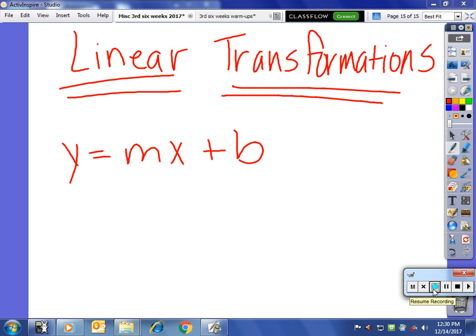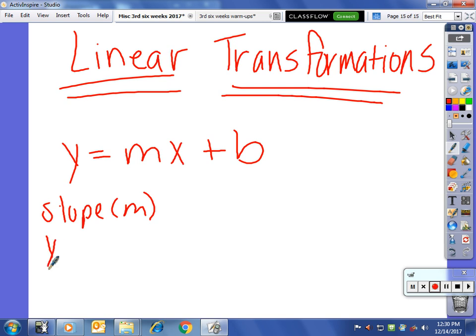Y'all remember that? So what variable represents the slope here? M. The slope is represented by M. Where do you find the slope? In front of x. If it's written in this form, you look in front of the x and there's the slope. What else is part of this formula here? B. What does B represent? The y-intercept. That's represented by B. It's added or subtracted at the end.